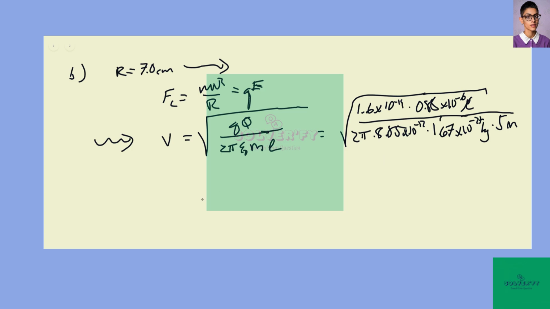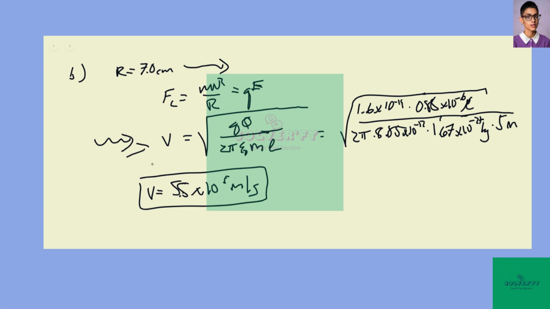Cool. So we can plug all that in and we get a velocity of 5.5 times 10 to the 5 meters per second. And again, we see that the velocity doesn't depend on what radius we're at. As long as we're between the two cylinders, it's going to have this exact speed. Awesome.